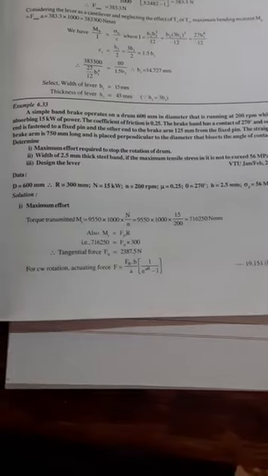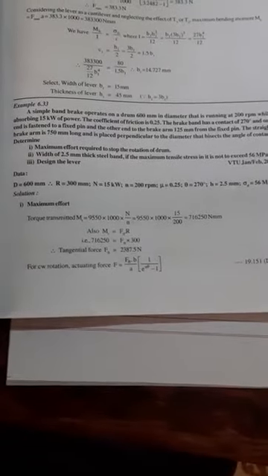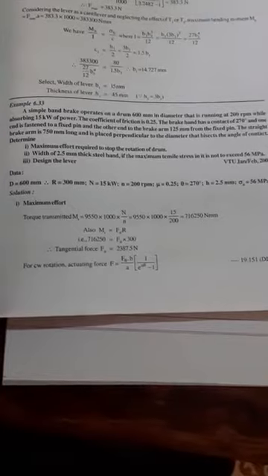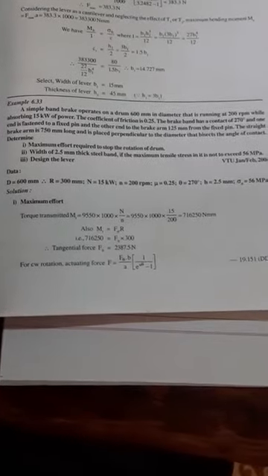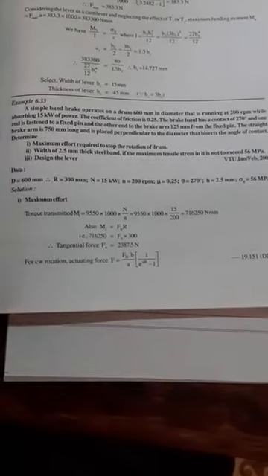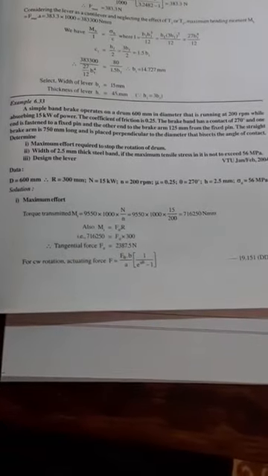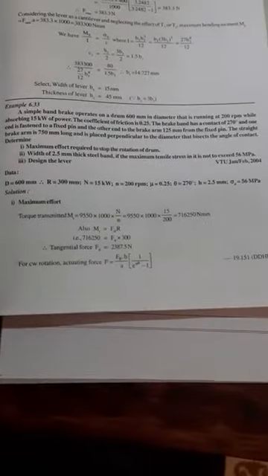Next, problem 2 of simple band brake, example 6.33. A simple band brake operates on a drum 600 mm diameter and running at 200 rpm while absorbing 15 kW of power. Coefficient of friction is 0.25. The brake band has a contact of 270 degrees and one end is connected to the fixed pin, another end is connected to the brake arm at 125 mm from the fixed pin.